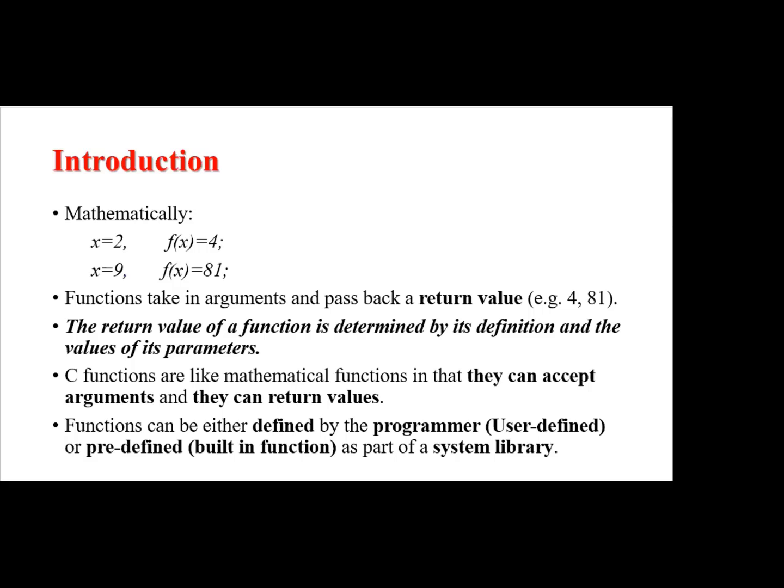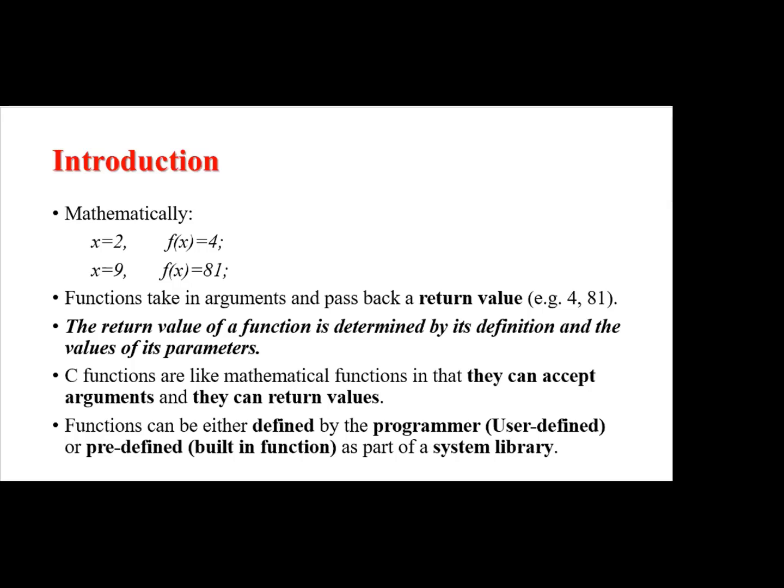The return value of a function is determined by its definition and the value of its parameter. If the parameter value is 2, the return value is 4, and if the parameter value is 9, then the return value is 81. So based on the parameter passed to the function, the value will accordingly be returned. C functions are like mathematical functions in that they can accept arguments and they can return a value.